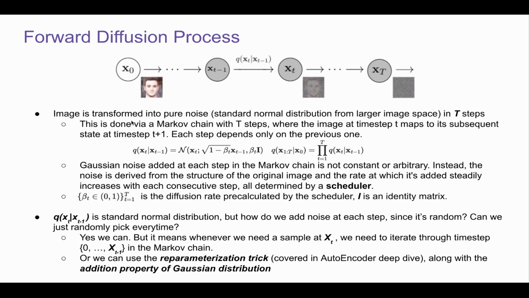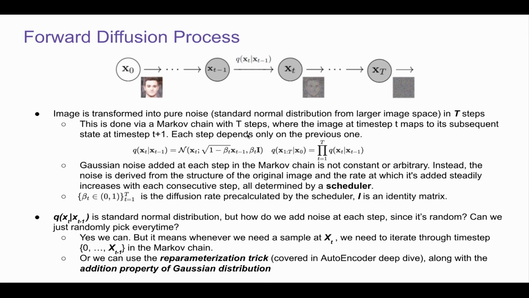Now let's start with the forward diffusion process in detail. In the forward diffusion process, an image is transformed into pure noise, usually a standard normal distribution, like this one, in t steps. This is done via a Markov chain, where the image at timestamp t maps to its subsequent state at timestamp t plus 1.